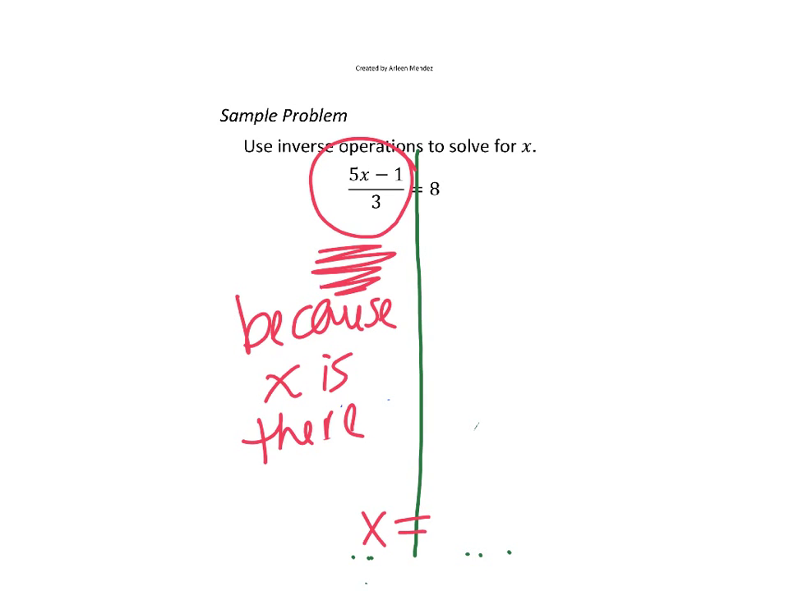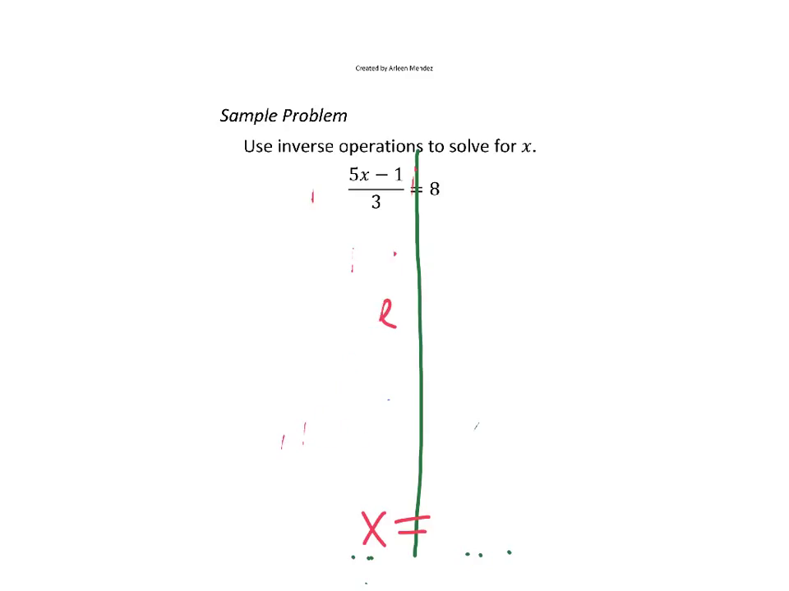So we have to cancel things away from where x is at to isolate the x, to get it by itself. All right, so you're probably already deciding which one's farthest away. Is it the 5, the times 5? Is it the -1? Is it the divided by 3? Well, let's think about this here.